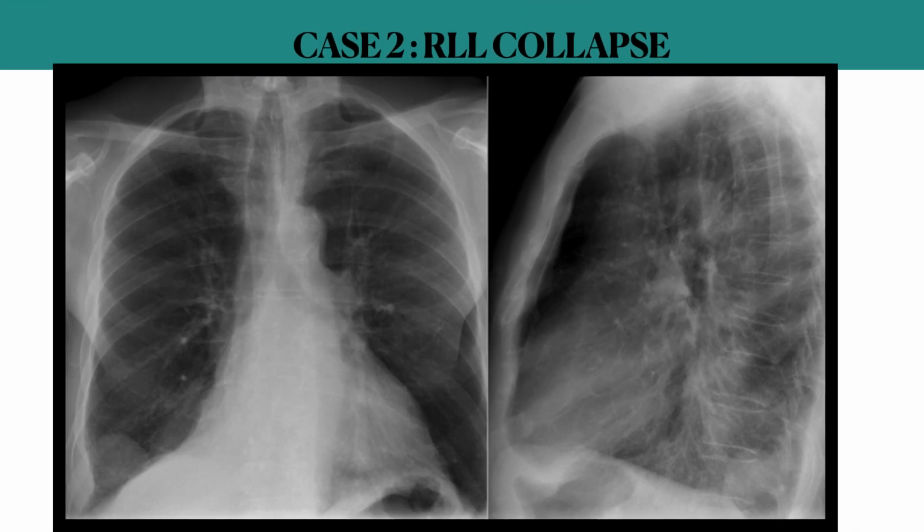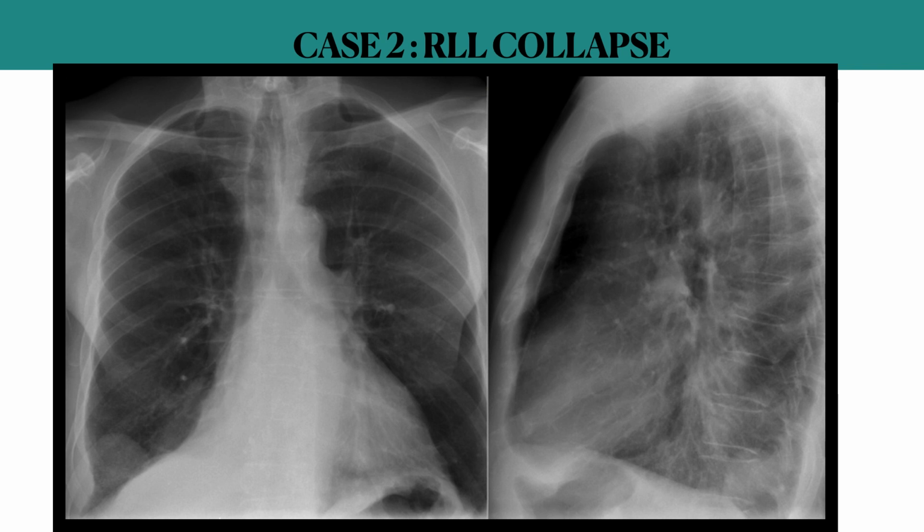Then here we also have two images, the first one in frontal view and the second one in lateral, and we can see that the oblique fissure moves posteriorly and medially. The medial displacement of this fissure causes it to be seen in profile, and it forms the lateral edge of the triangular density projected over the heart. And we can see also that the right hilum is depressed.